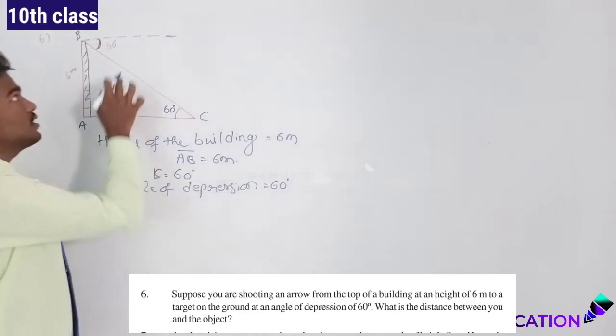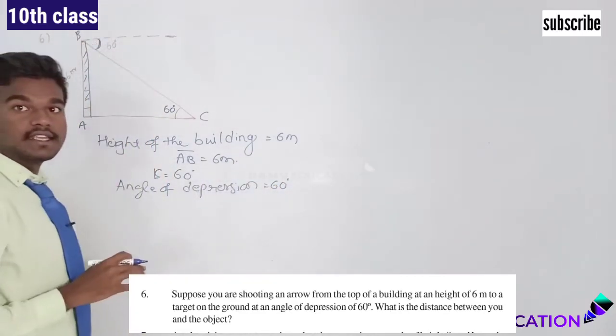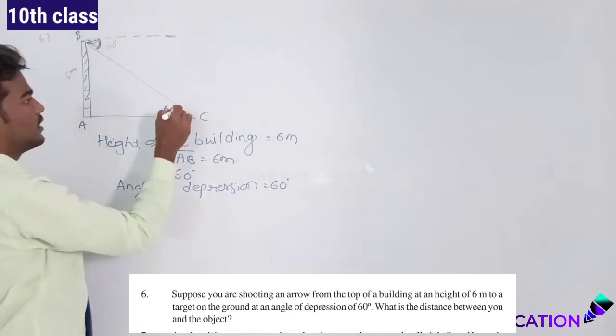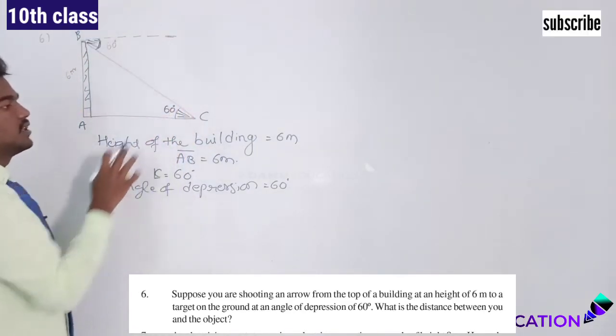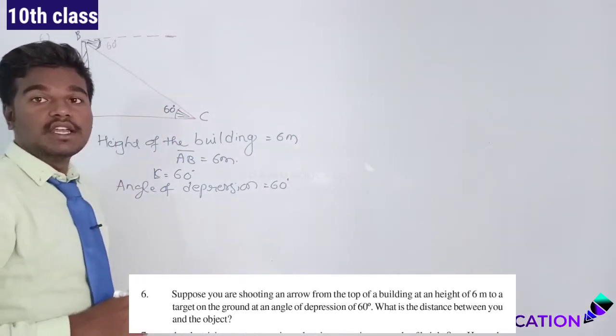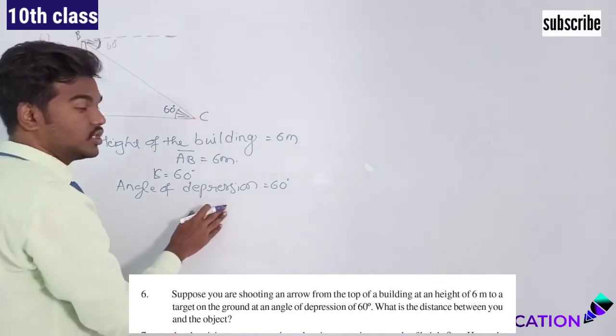So by using what? Alternate interior angles are equal. So here this angle and this angle are equal, based on alternate interior angles. Why? Because here AC is parallel to this line. Alternate interior angles are equal to each other, that is 60 degrees.